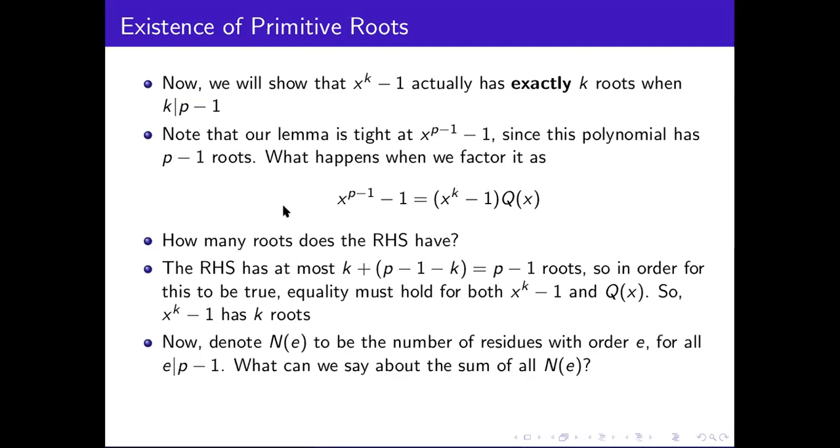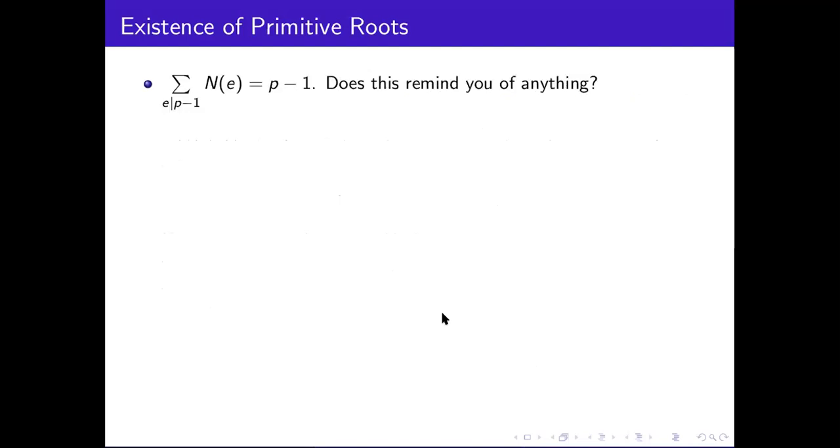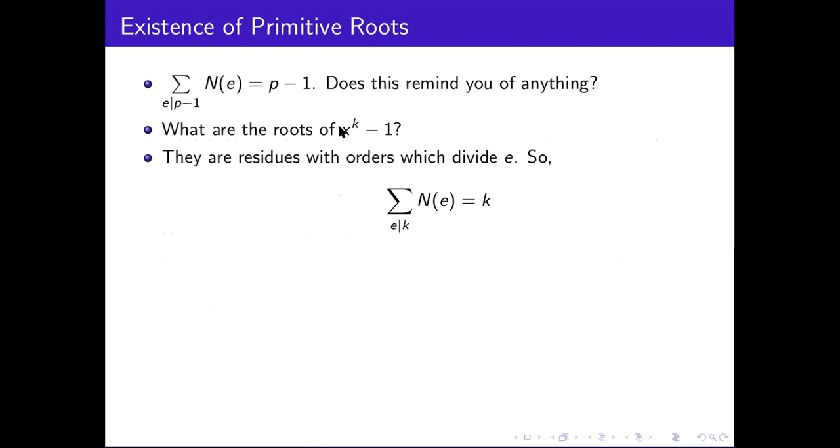So now that we have this, we can start writing relations involving the roots of x to the k minus 1. In particular, all its roots have orders which divide k, which means that if we sum over n of e for all e dividing k, we're going to get the total number of roots, which is equal to k by Lagrange's theorem.